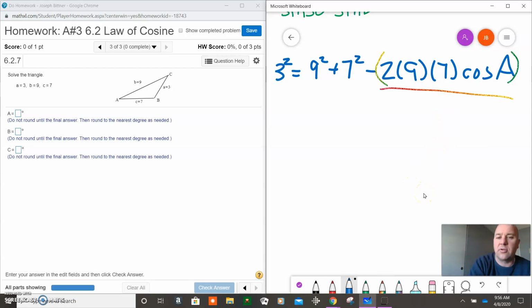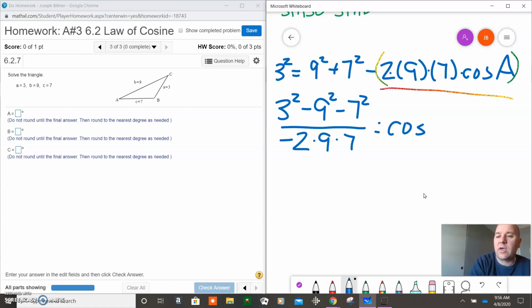So let me go back, switch my color here. So how do you get rid of plus? You get minus 9 squared, minus 7 squared. And then how do you get rid of multiply over here on this side? Divide, divide. And we get cosine of A. And I have worked this one out. I believe I did. Yeah, I worked it out in advance.